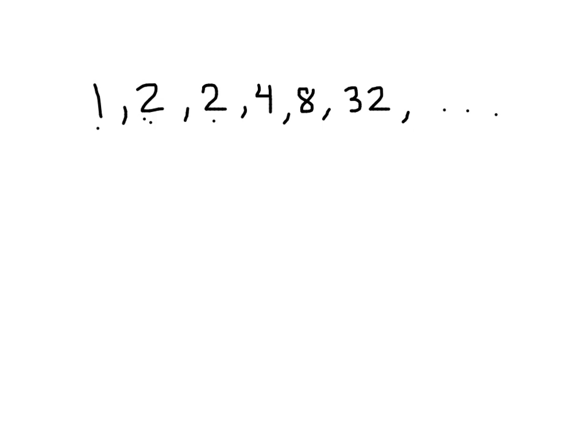So let me give you another one like that. 1, 2, 2, 4, 8, 32. Again, looking at the pattern, going from 1 to 2 and then 2 to 2, that's not arithmetic. We're not adding. If I divide, 2 divided by 1 is 2, 2 divided by 2 is 1, that's not geometric. So it's got to be one of those previous things.